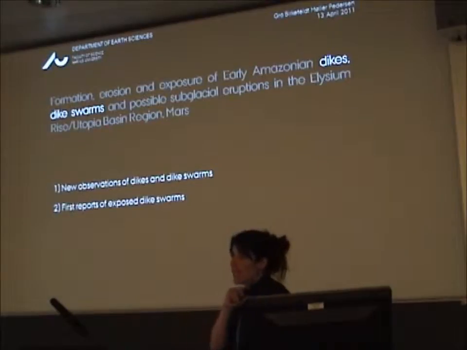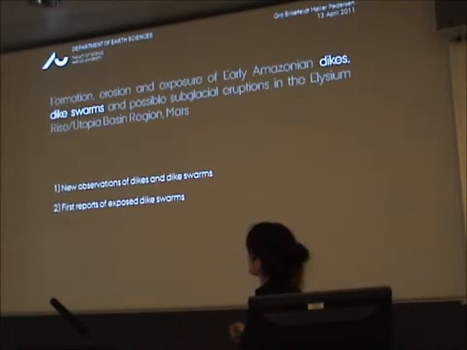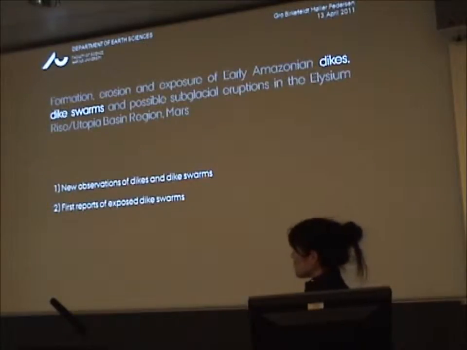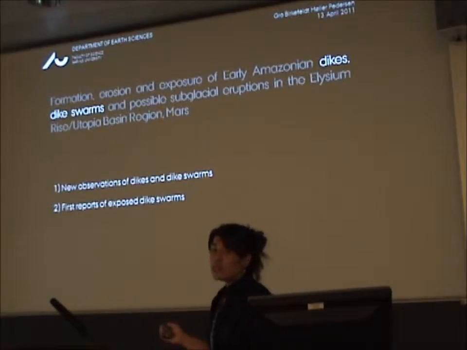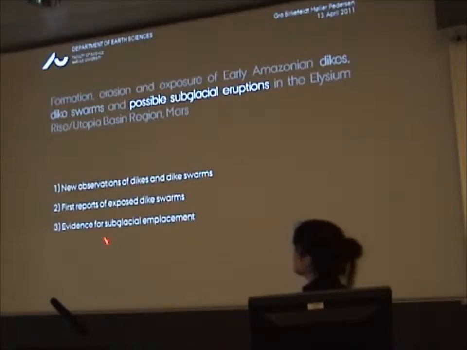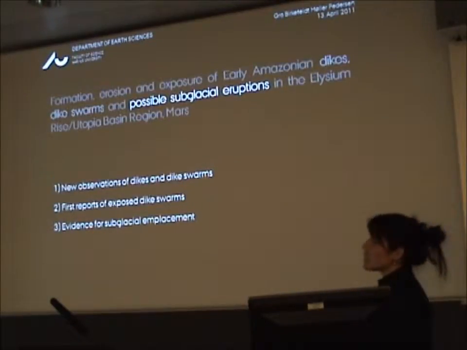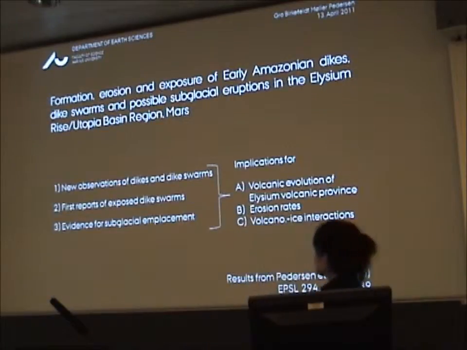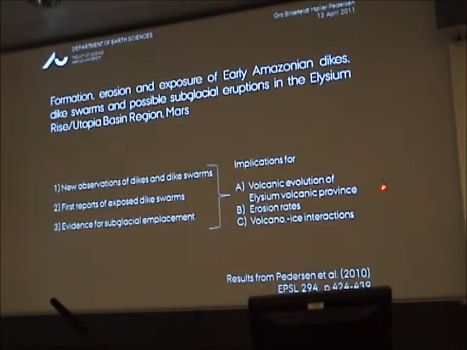And again, highlighting what is important from this article, we see new observations of dikes and dike swarms. We report on the first exposed dike swarms on Mars. And we see some evidence of subglacial emplacement and possible subglacial eruptions. And this has implications for the volcanic evolution of the Elysium volcanic province.